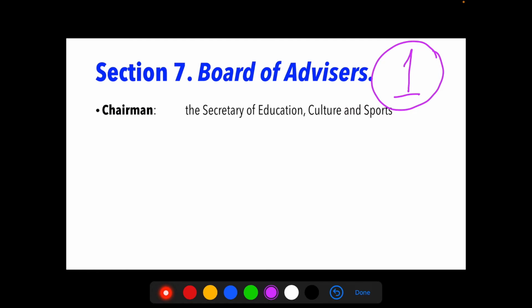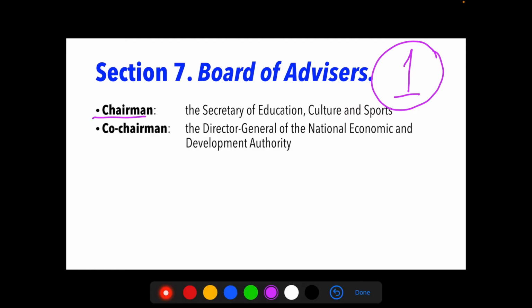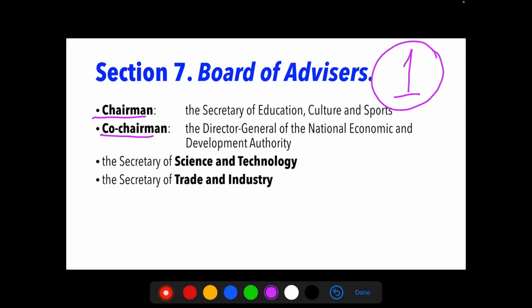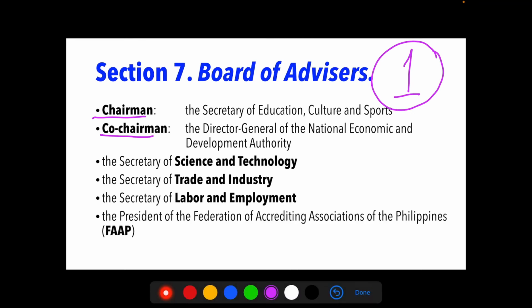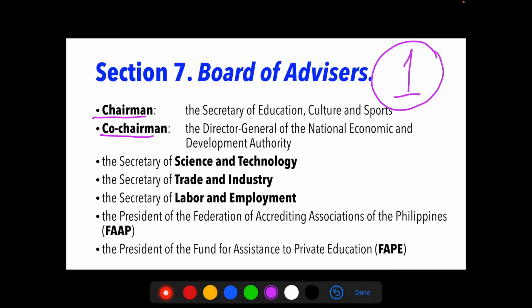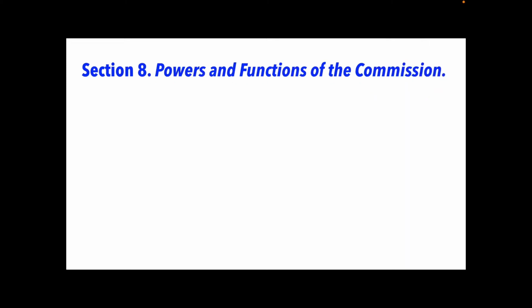So number 1, the Secretary of Education, Culture, and Sports as chairman. Also, the Director General of the National Economic and Development Authority as co-chairman. Also, the Secretary of Science and Technology, of Trade and Industry, of Labor and Employment, and the President of the FAAP and the President of FAPE. And also, another 2 additional members of the Board of Advisors may be appointed by the President upon recommendation of the Commission. Section 8, Powers and Functions of the Commission.